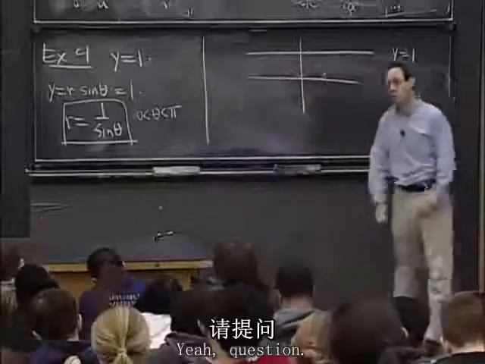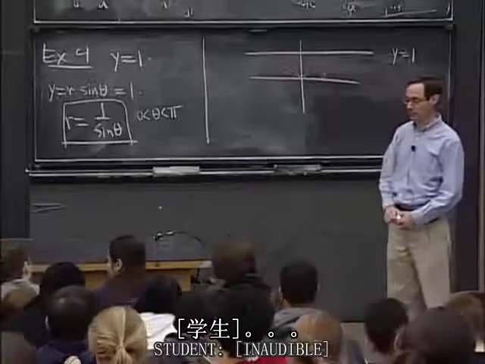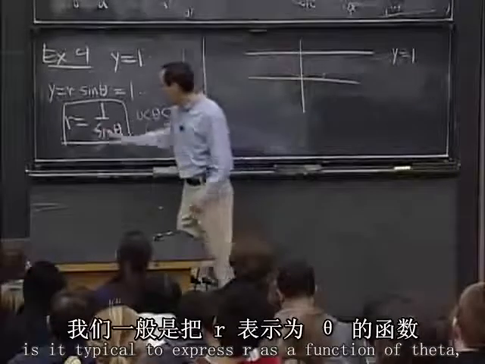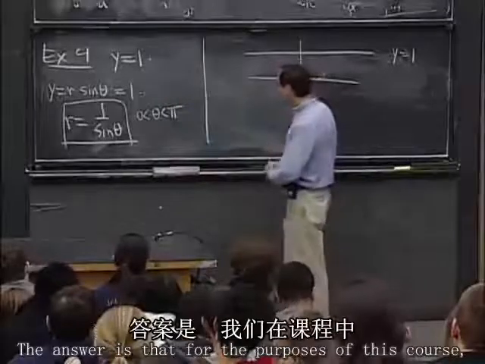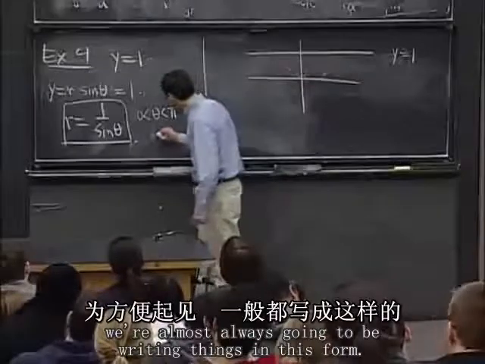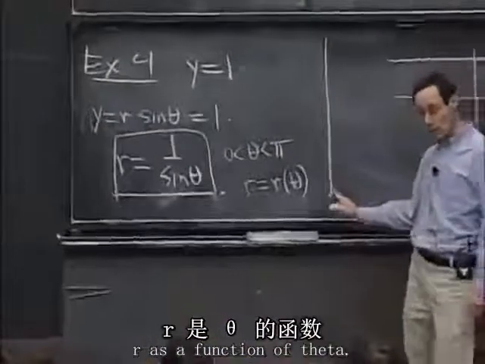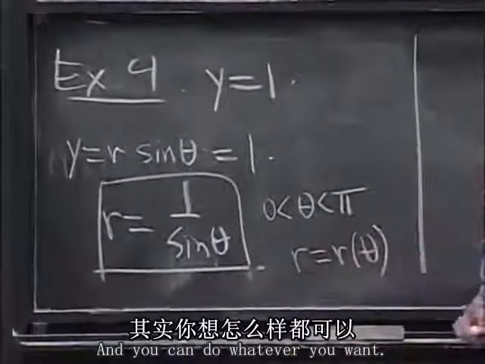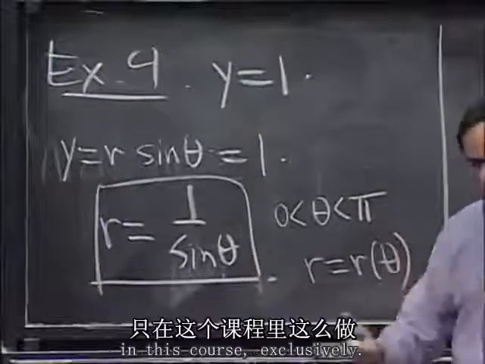Yeah, question. Is it typical to express r as a function of theta or vice versa, or it doesn't matter? The question is, is it typical to express r as a function of theta or vice versa, or does it matter? The answer is that for the purposes of this course, we're almost always going to be writing things in this form. r is a function of theta. And you can do whatever you want. This turns out to be what we'll be doing in this course exclusively.